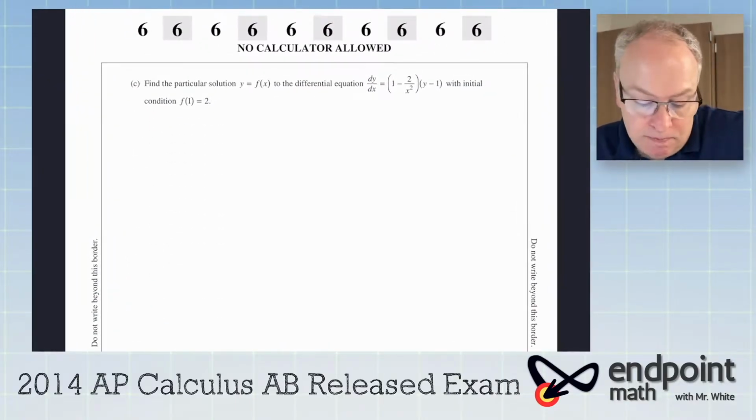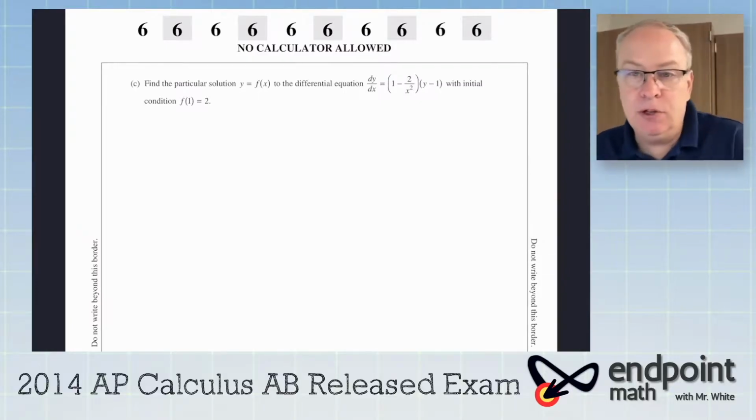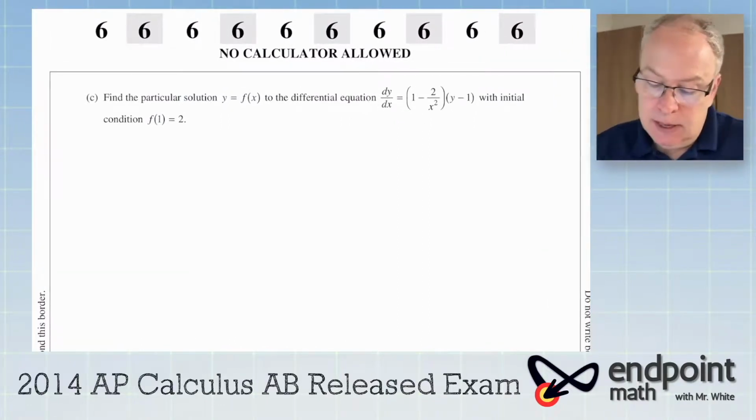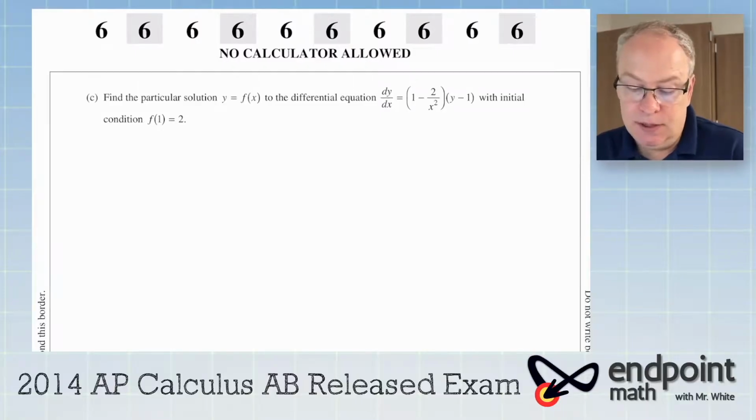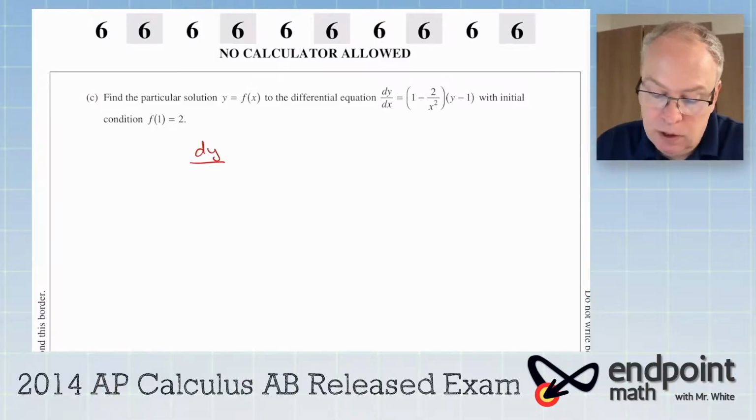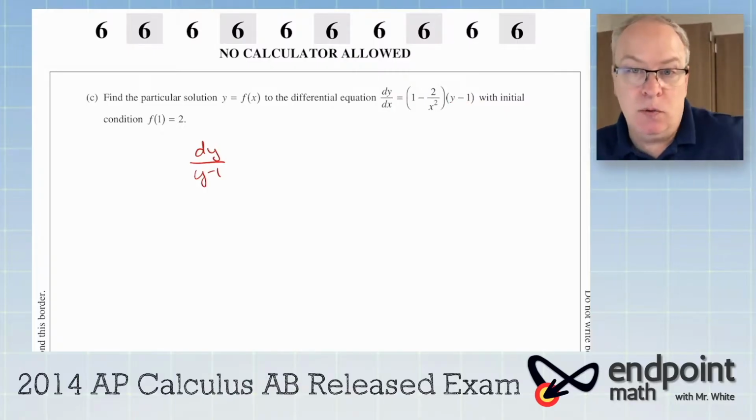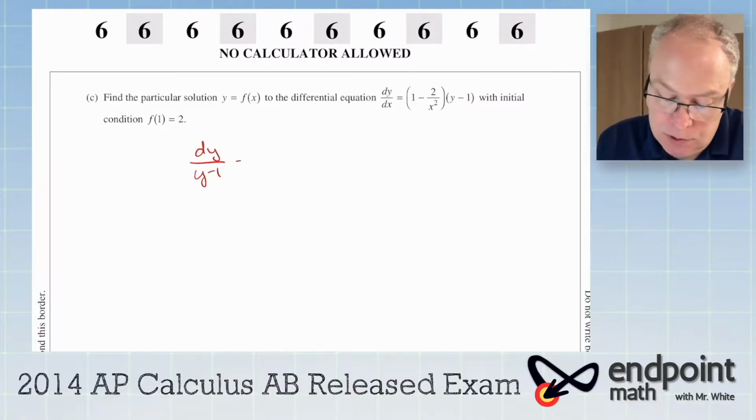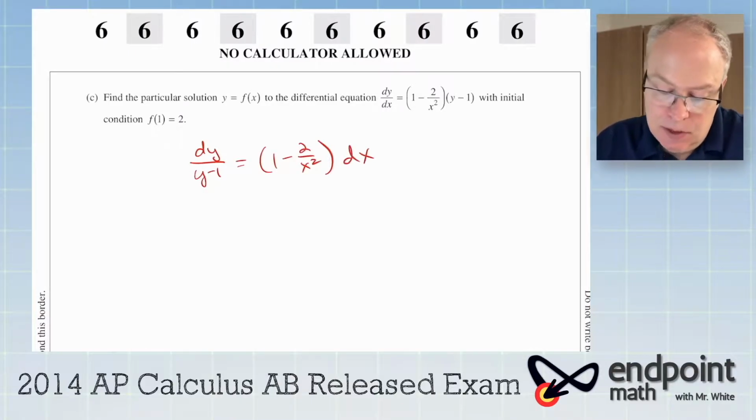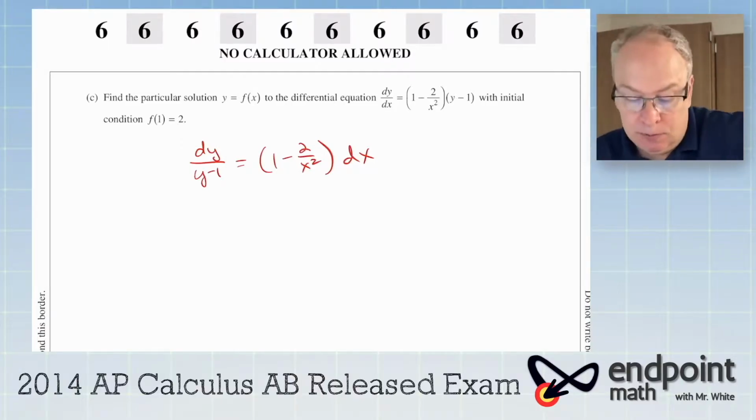We are almost done. Part C. Find the particular solution to the differential equation. So this is where you're going to actually solve it by doing an antiderivative. And how do you do this in a case like this? You do separation of variables here. So we're going to divide both sides by y minus 1, and all of that equals 1 minus 2 over x squared dx. So you get 1 point on the AP exam for writing that, for separating your variables.